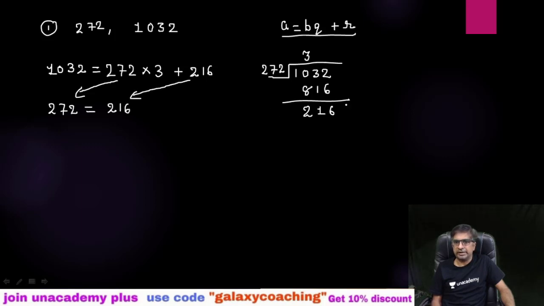Now you have to divide it again. 272 we have to take here, and we need to divide 272 by 216. So 216 ones are 216. Subtract this, so 12 minus 6 will give you 6, 6 minus 1, 5. So again 216 into 1 plus your remainder will be 56.